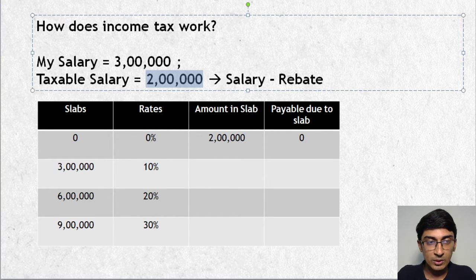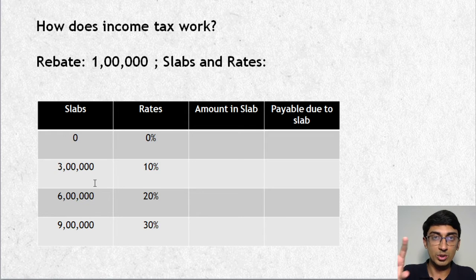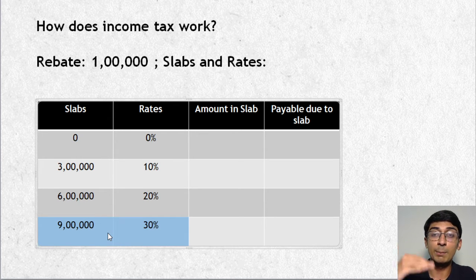Now the second thing, what these slabs and rates do is, I take my taxable salary, and in my taxable salary, what I do is I go as per the slab. What I don't do, this is the major part everybody faced, is I don't apply this percentage directly to that whole amount. For example, let's say I was earning 9 lakh rupees, or let's say I was earning 15 lakh rupees, right? So if I'm earning 15 lakh rupees in a year, I don't suddenly apply the 9 lakh slab rate to everything just because it's above 9 lakh.